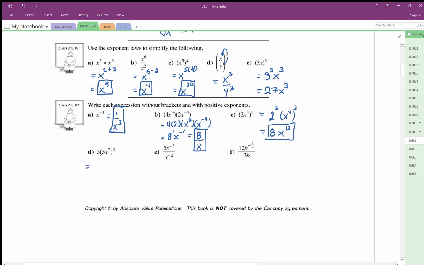In D, so the 5 is outside of the brackets, so we're not going to apply that outside 3 exponent to the 5. It'll just be what's inside the brackets. So we've got 5 times 3 to the power of 3 times x squared to the power of 3. So 5 times 27 times x to the 6. 5 times 27 is 135. X to the 6.